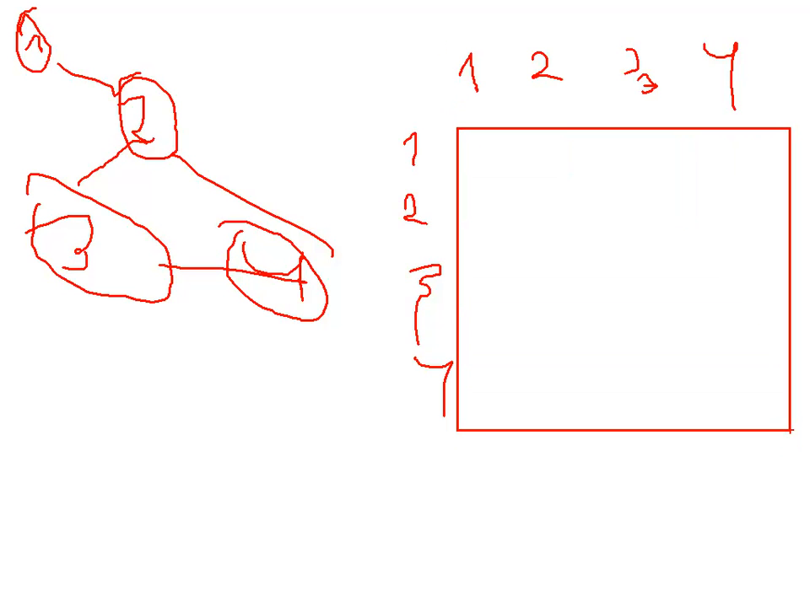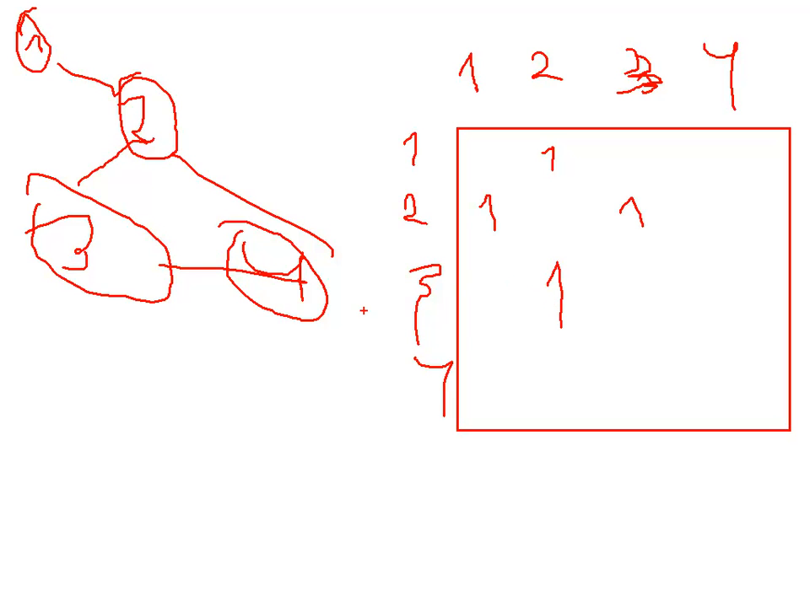If we have a connection from 1 to 2, we say that the position 1, 2 has a 1 in it. The position 2, 1 also has a 1 in it. The position 3 to 2 also has a 1 in it. The position 2 to 3 also has a 1 in it. This is when we're using an undirected graph.